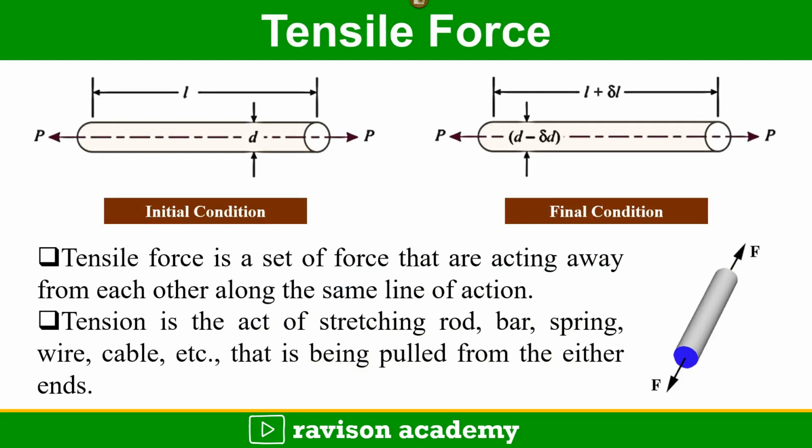Coming to the tensile force, consider a cylindrical object of diameter d and length L, subjected to an axial pull force. This is the initial condition. After the force is applied, the length increases, that is L changes to L plus del L, and the diameter decreases to d minus del d. The tensile force acts away from the body along the same line of action. While stretching the object, the diameter reduces and the length increases.